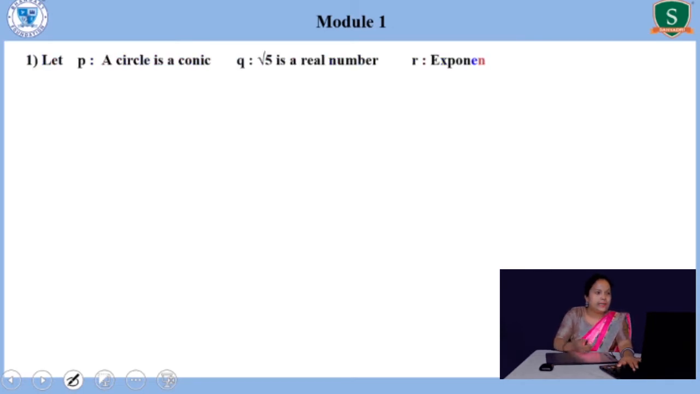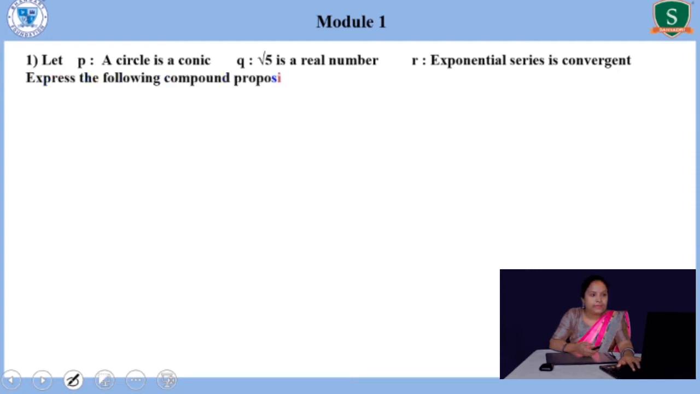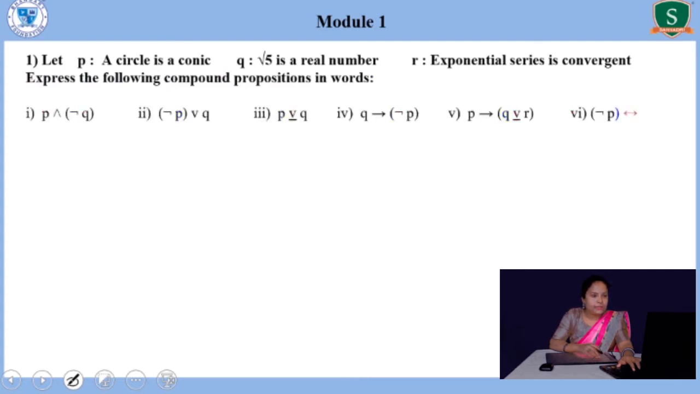Okay, the first problem is, let P indicates a circle is a conic, Q indicates root 5 is a real number, and R indicates exponential series is convergent. Express the following compound propositions in words. First one, P and negation Q. Second one, negation P or Q. Third one, P exclusive or Q. Fourth one, Q conditional negation P. Fifth one, P conditional Q exclusive or R. Sixth one, negation P by conditional Q. Now problem here is, we need to write all these compound propositions in terms of words. Next, we'll see the solution for this.